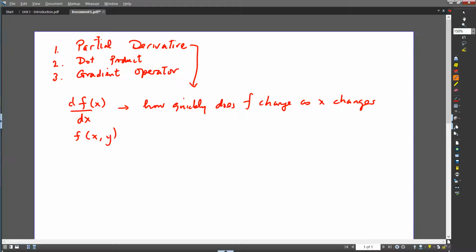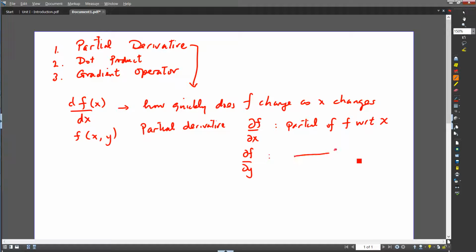And so what we do with the partial derivative, it has the symbol shown like that. And we can define two partial derivatives in the case of this function. The partial derivative of f with respect to x. So this is partial of f with respect to x, and this is partial of f with respect to y.